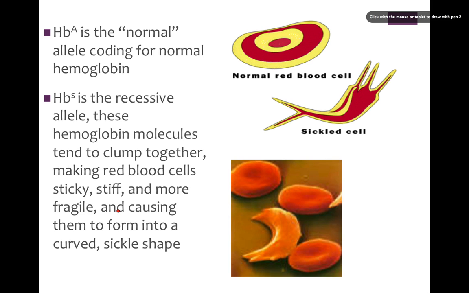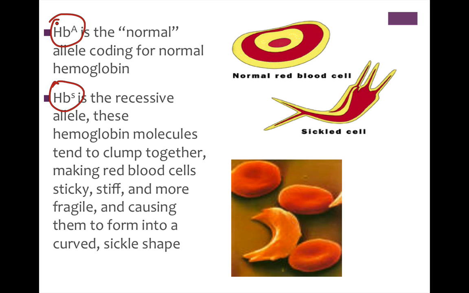Now, this particular condition is coded by an allele that is HBS, and you can see it down here. And the normal allele is going to be HBA. Well, what's the HB all about? That's hemoglobin. As you know, hemoglobin is a protein that's inside of all red blood cells, and it's the same protein that carries the oxygen for us.